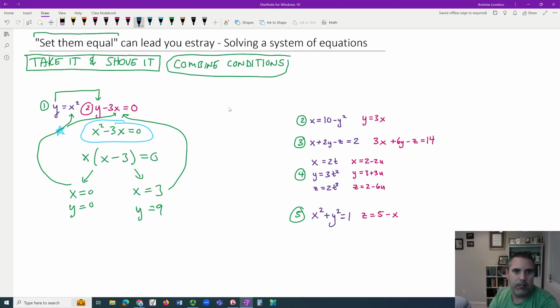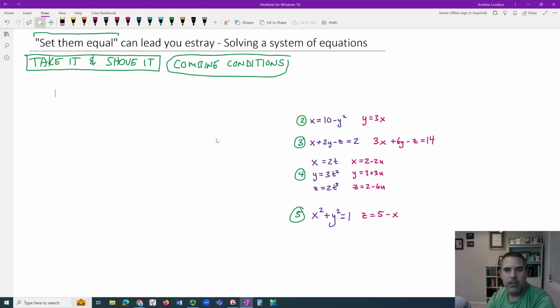You've got the standard parabola. Ta-da. You have the line y equals 3x. 3, 9. It's easier to graph if you make noises. We got to be good at that, because you're going to be graphing all the time in calculus classes. So take it and shove it. Don't ever set them equal.